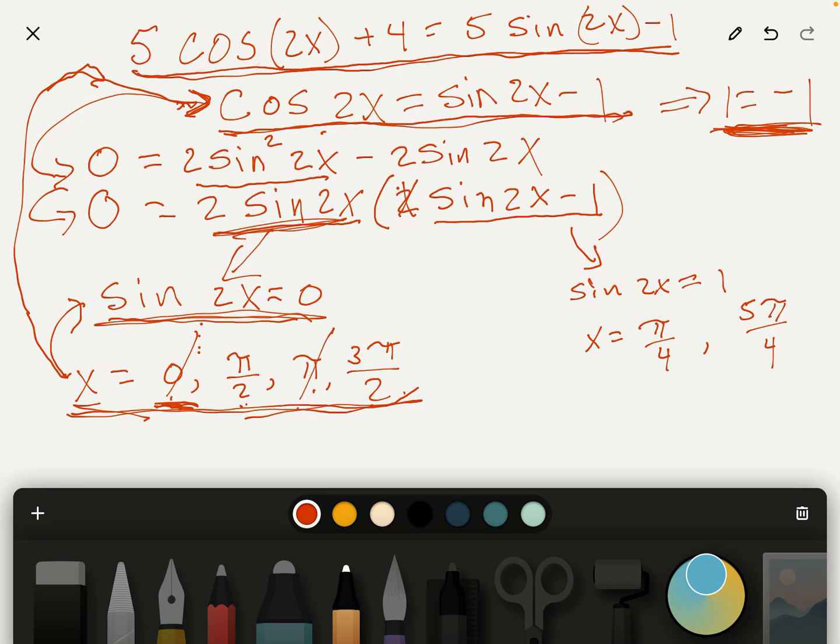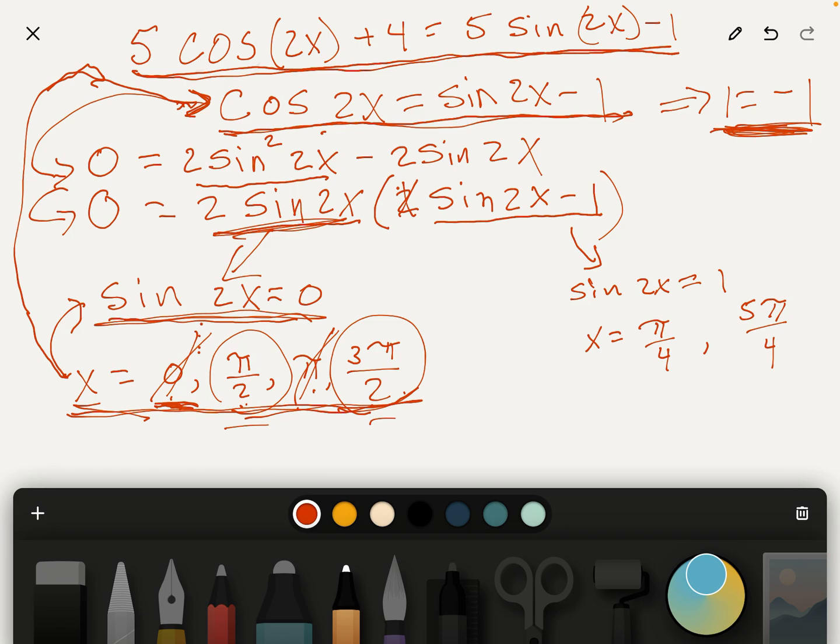If you do the same thing with pi, you wind up with the same situation. But this and this are valid when you plug them in. And so you just have to eliminate these 2 as extraneous.